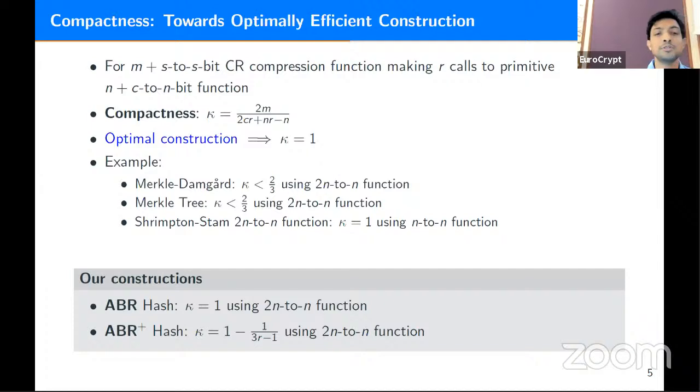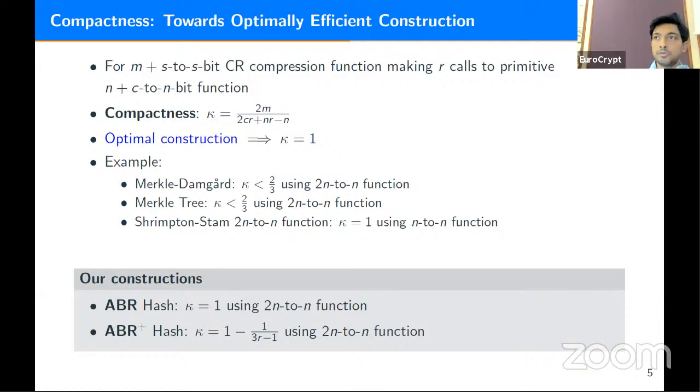Optimally efficient construction should have compactness one. And then we try to measure the efficiency with respect to this new parameter for different constructions. And indeed, we found out that the 2n-to-n function, which was proposed by Shimpton and Stam, was optimal. But when we checked the value for Merkle-Damgard or Merkle tree, this was not having the value one in terms of compactness.